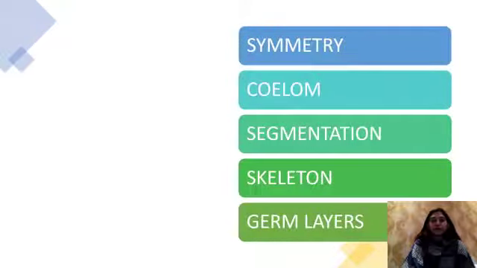So the criteria are symmetry, coelom, segmentation, skeleton and germ layers. Now what are all these criteria? What do I mean by symmetry? What do I mean by coelom, segmentation and so on? So let us take each criterion and find out how we consider it to classify the animals into proper phyla. Okay, so we will start with symmetry.